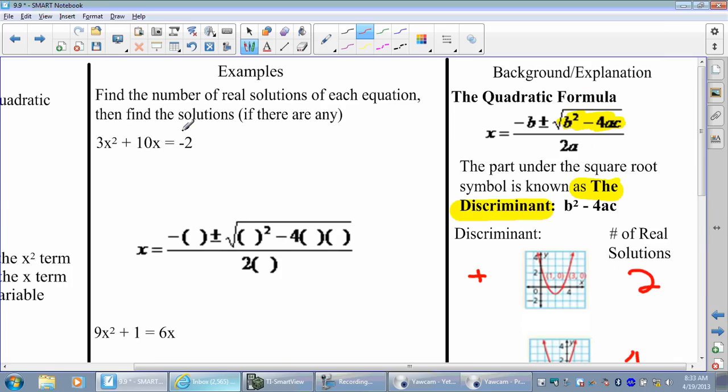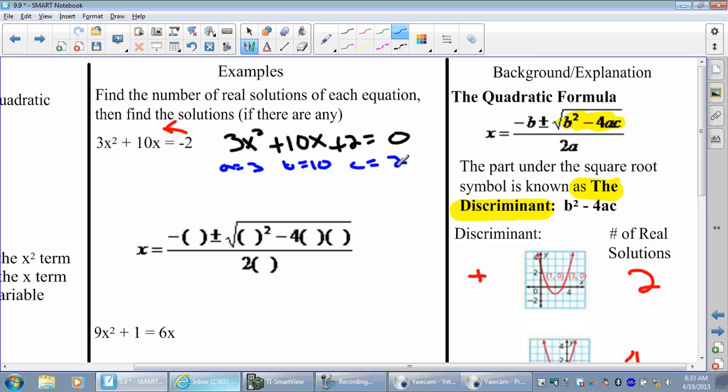So I'm going to move this negative 2 to the other side. That's going to make the equation 3x squared plus 10x plus 2 equals 0. Now I can identify the values of a, b, and c. A equals 3, b equals 10, and c equals 2. Now, let's find the value of this thing called the discriminant so that we know how many answers we'll find. If there aren't going to be any answers, let's stop right there and not go looking for them.